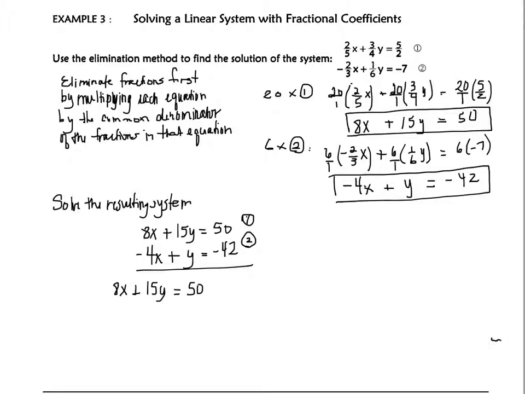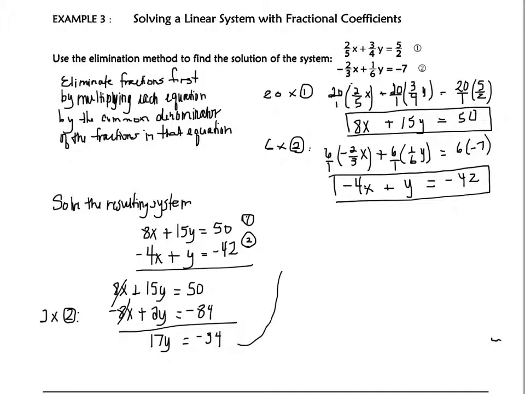And we're going to multiply the second equation by 2. And that's going to give you -8x plus 2y equals -84. When we add those two lines, 8x and the -8x are going to cancel each other out. We're left with 17y equals 50, and -84 is -34. So that's going to give you 17y equals -34, and then you divide both sides by 17 to get y. Y would equal -2.